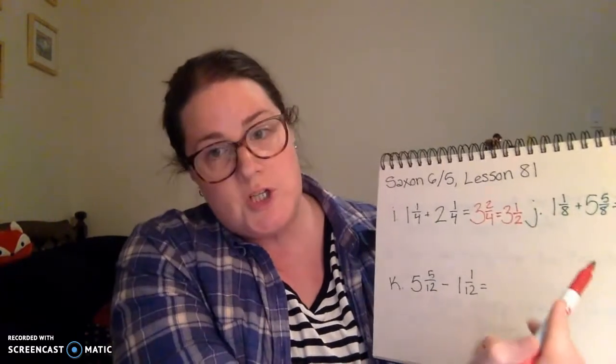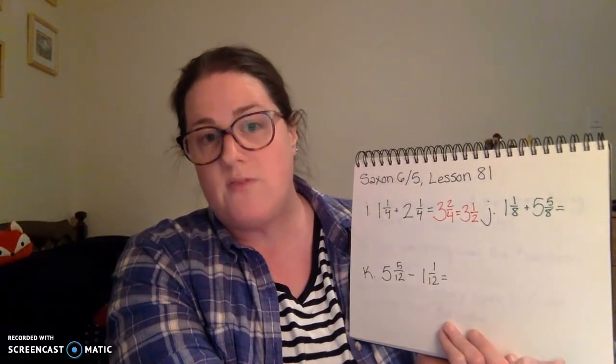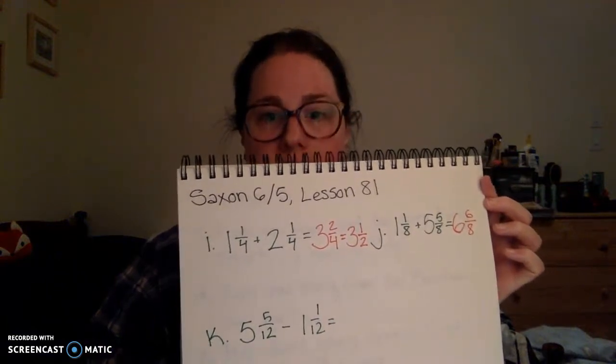So for J, I have 1 and 1/8 plus 5 and 5/8. I add my whole numbers. 1 plus 5 is going to be 6. And then I add my fractions. 1/8 plus 5/8 is going to be 6/8. So I have the mixed number 6 and 6/8.